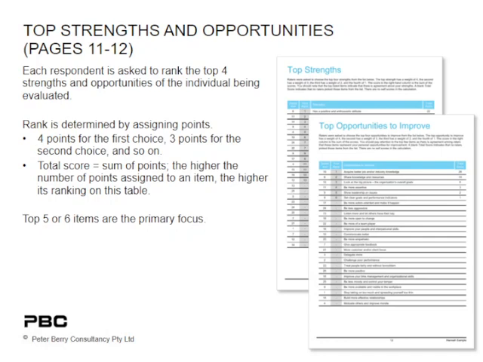The options in the menu come from years of research and from over 3,000 360 reports containing text responses relating to strengths and opportunities. The raters are asked to identify 4 strengths and opportunities rated from first choice through to 4th choice. Rank is determined by assigning points: 4 points for the first choice, 3 points for the second choice, 2 points for the third choice, and 1 point for the 4th choice. The total score equals the sum of points. Therefore, the higher number of points assigned to an item, the higher its ranking on this table.